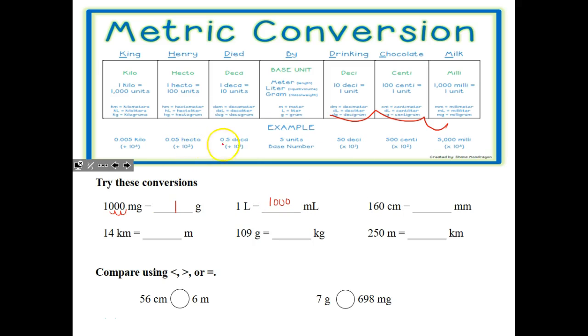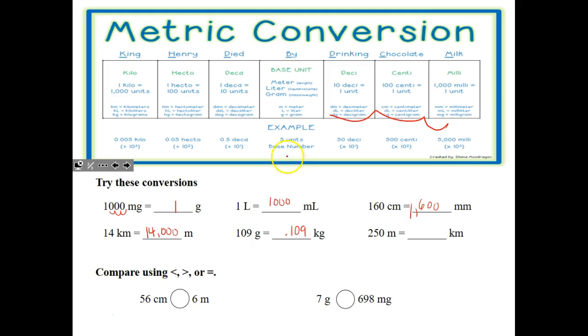160 centimeters is, sorry, my pen is not lining up. Oh, whoops. Hold on a sec. Okay, so 160 centimeters is equal to 1,600 millimeters. That's only 1 jump to the right because centi's bigger than a milli. 14 kilometers is equal to 14,000 meters because we're going to do 3 jumps and you move it to the right.